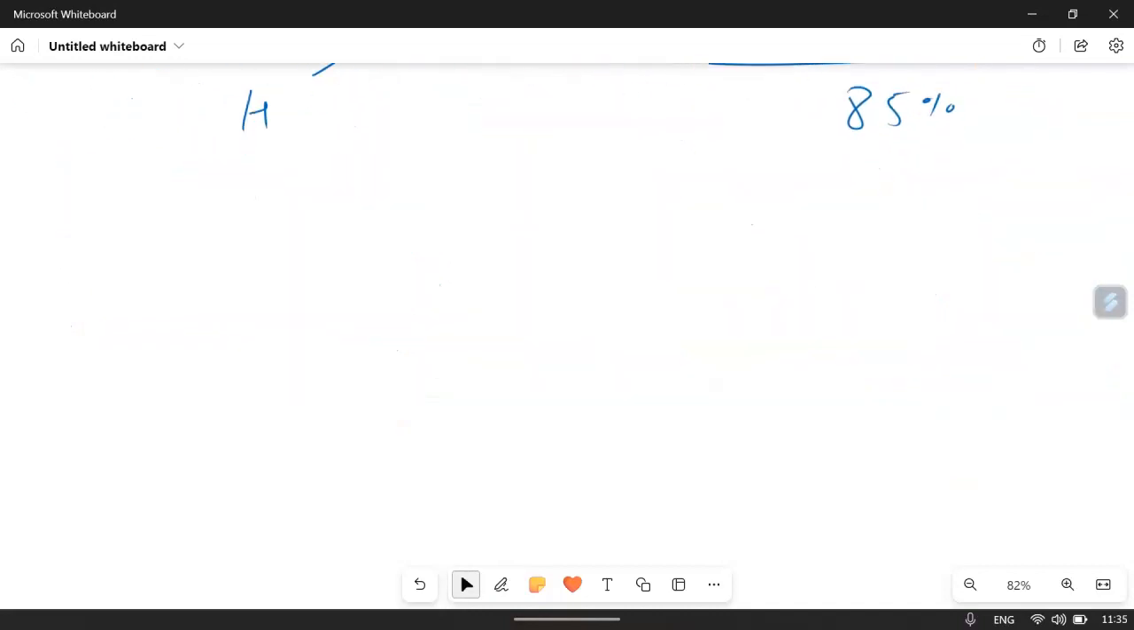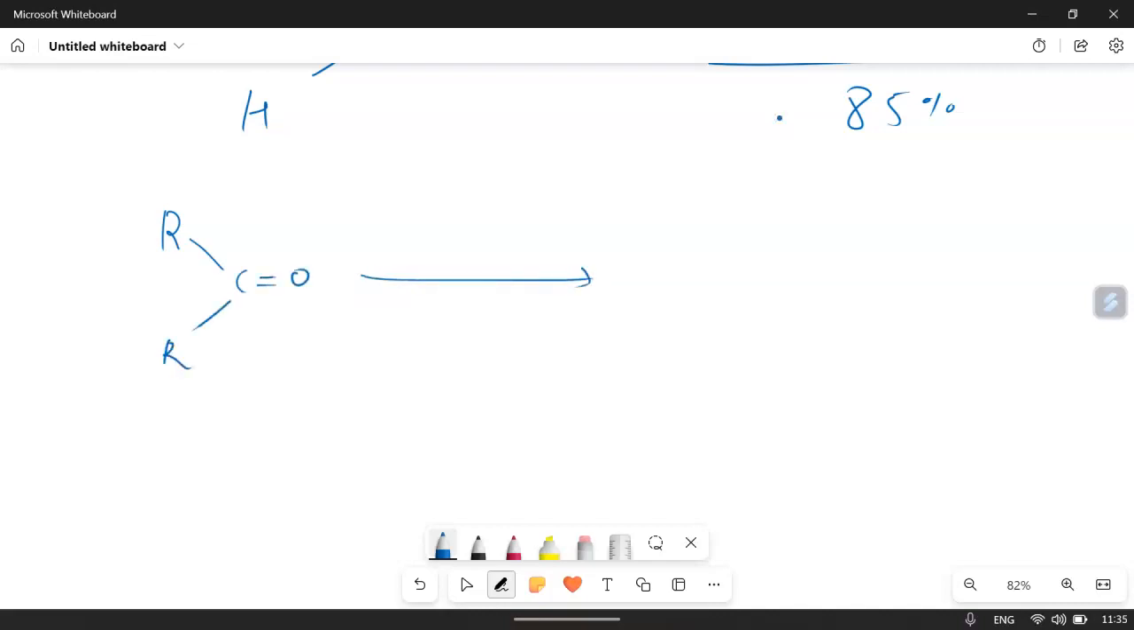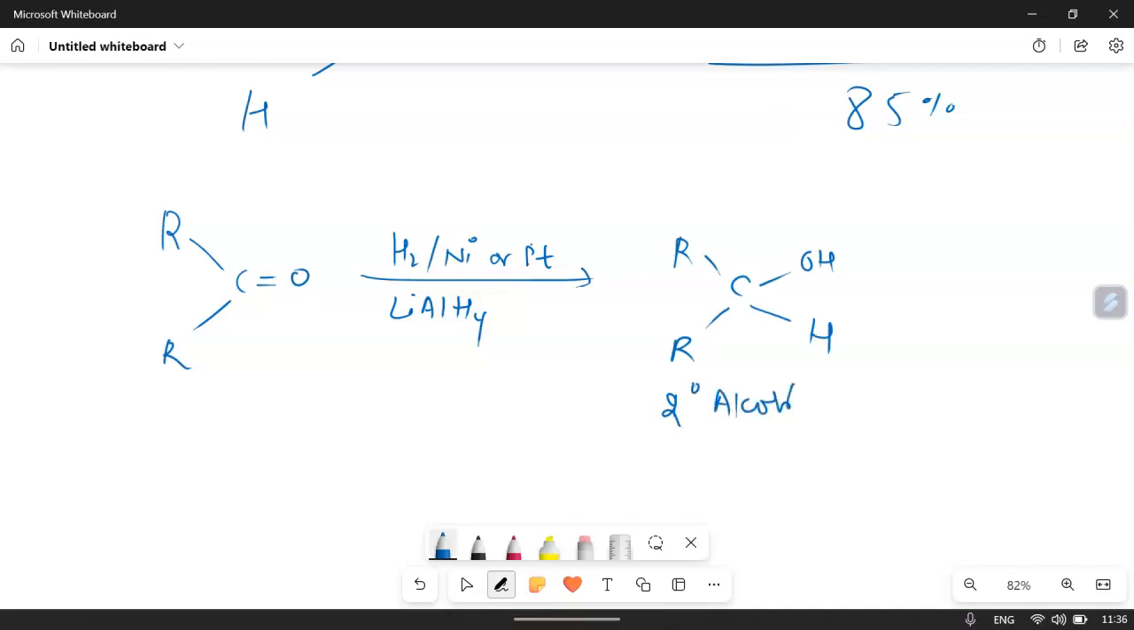Let's talk about ketone, how the reaction follows. So suppose we have a ketone. Okay, so this is your ketone. When it reacts with H2/Ni or LiAlH4 or NaBH4, whatever, instead of Ni you can take Pt, Pd, anything. It will give R2CHOH, that is a 2-degree alcohol in case of ketone.